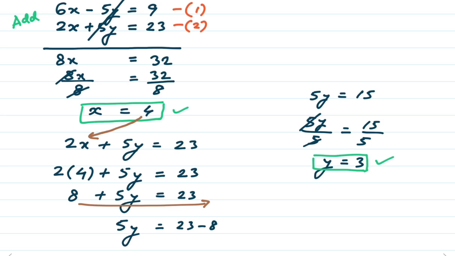Once again, if you plot equation 1 and equation 2 on a graph, since both of them are linear equations in two variables x and y, you're going to get two straight lines, and the intersecting point of those two straight lines would be (4, 3).